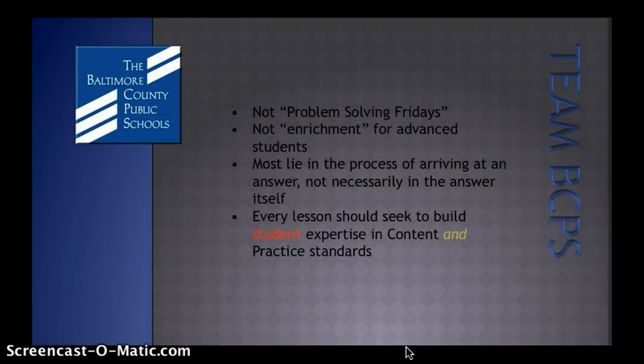Here's something that I think we really do need to review. When you're dealing with SMPs, it does not mean that it's just on Problem Solving Friday. It is not just enrichment for advanced students. Everyone needs access to those. And I said this earlier, but it's about the process. It's not always about the answer. And I think that, again, you are building on expertise, you're moving them forward, they are developing a deeper conceptual understanding through process. So I think that is something, again, we have to be very aware of as educators.